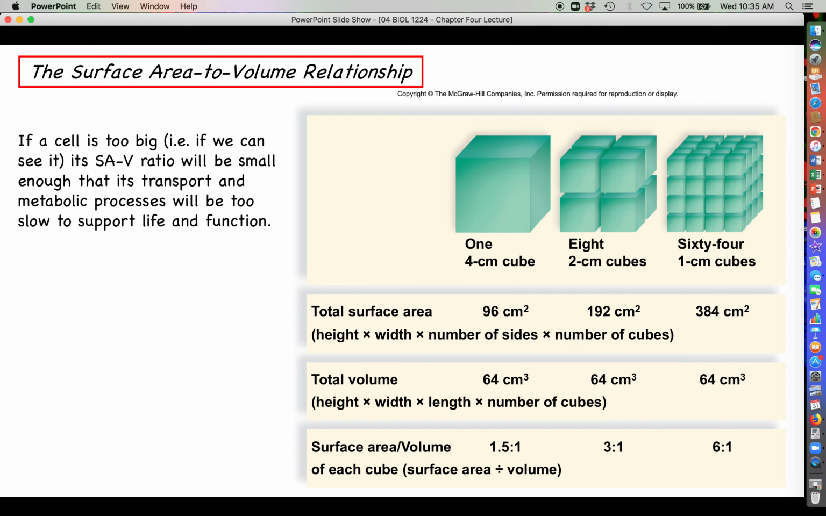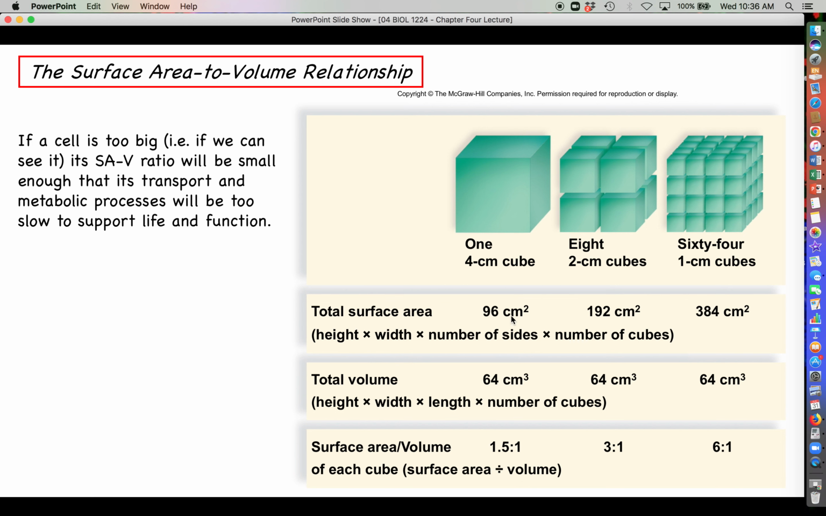Speaking of this surface area to volume relationship, the idea here is that if a cell is too big, meaning if it's big enough that we can actually see it, that surface area to volume ratio is going to be small, and that's going to mean that transport processes and metabolic processes will be so slow that they won't be able to support life and living functions.